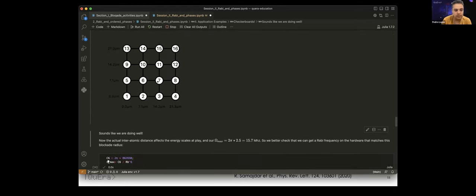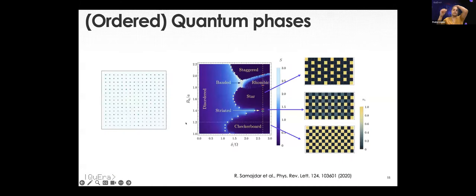Then I have to fix my schedule for preparing this quantum state. And the way I'm going to do this is exactly inspired by this figure. This figure tells me that if I keep an omega that generates a blockade radius of 1.2, and I start with my qubits in the ground state, everybody in the zero state, and I start ramping my delta, this small delta is our big delta, okay? If I stop with my delta at some point like this, delta over omega equal to 2.6-ish, I will be able to create a state that looks like the checkerboard phase.